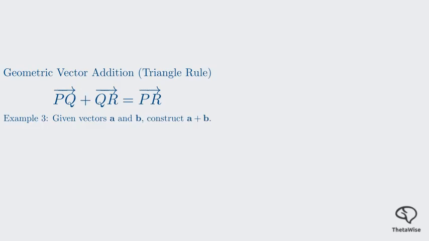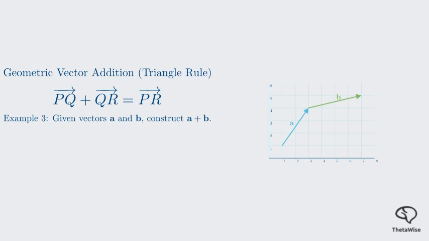We're given two vectors, A and B, on a grid, and we need to construct A plus B geometrically. First, we draw our starting vector, A. Now we take vector B. Remember, vectors are free, so we move it so that its starting point coincides with the end point of vector A. We must make sure to preserve its direction and length perfectly.